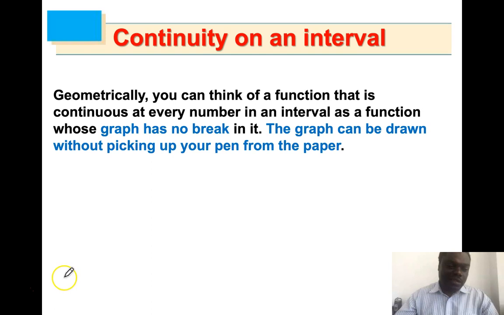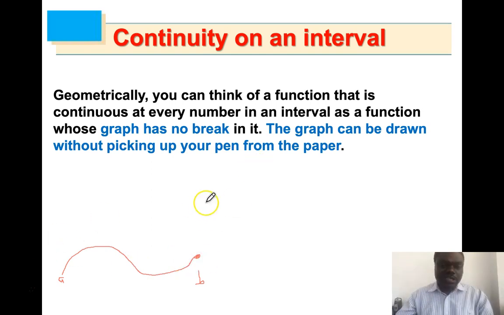Let's say the point A and the point B are here. This is an interval, and we say a function is continuous on this interval. It means that I can draw the function without lifting up my pen on this interval. So this function is continuous.